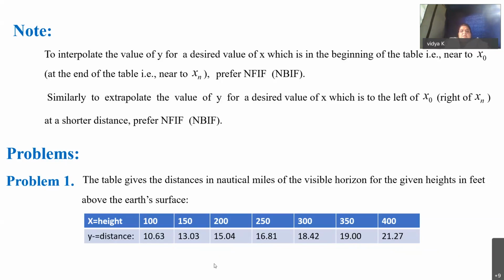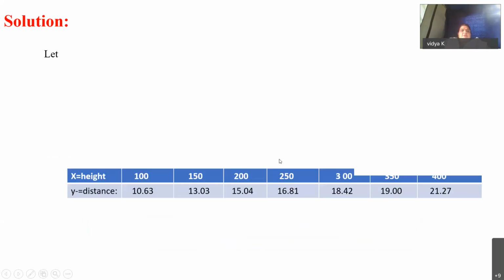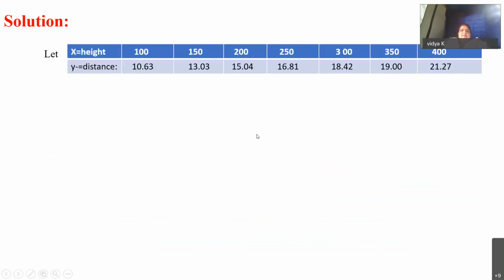Now, what they need is we have to find the value of y when x is 218 feet. Where is it? x is 218 feet. It is very close to 200, isn't it? Next, you also need the distance of the visible horizon when you are at the height of 410 feet from the Earth's surface, using the appropriate interpolation formula. So we do that now. Solution. So this is the table they had given.